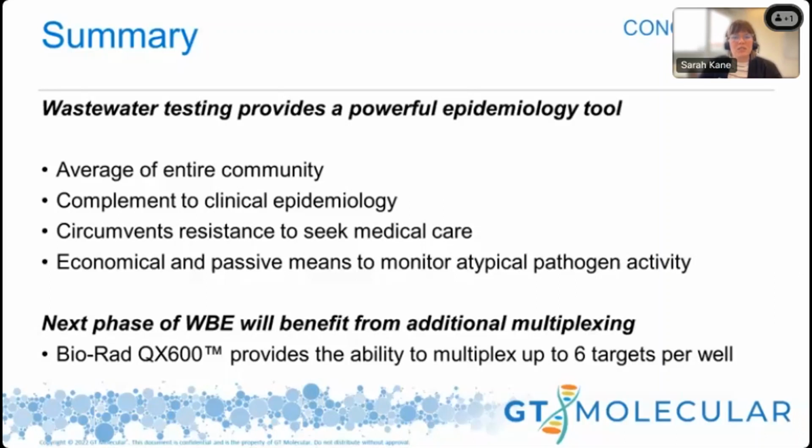The CDC believes that this is very useful and beneficial data sets that are generated. And the next phase of wastewater-based epidemiology will benefit from additional multiplexing. So the CDC, again, devised that 30 target panel. And in my mind, in order to implement this panel into our current testing paradigms, we really need to consider how we can multiplex to get a lot of information from a single well, from a single sample, without having to take the same sample and process it 17 different times.